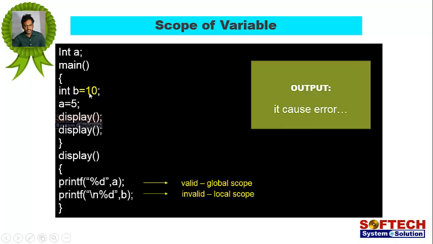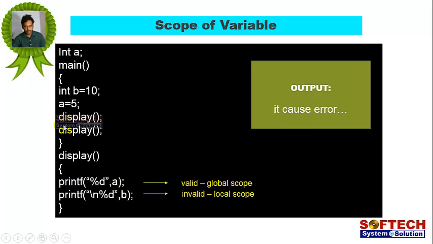That is main. Integer b equal to 10. This is an automatic storage class specifier, because the default storage class specifier is automatic. So then we assign a equal to 5. We can access a because it is a global declaration. We can access a in all functions. So a equal to 5. Then we call the display function, the control transfers, display a.